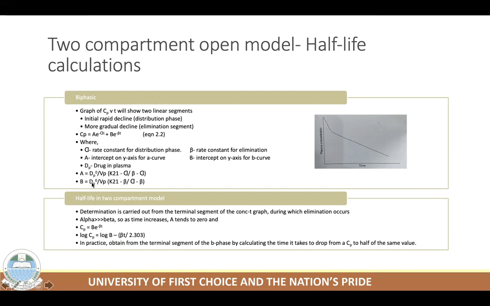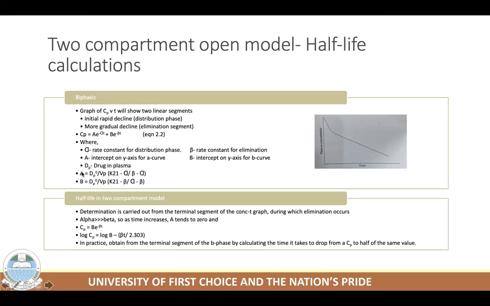Now, this B is also treated in the same way. The dose that was administered at time 0 divided by volume of plasma, multiplied by K from 2 to 1 minus beta, divided by alpha minus beta. Now, these equations can be used to solve if you cannot do direct extrapolation.